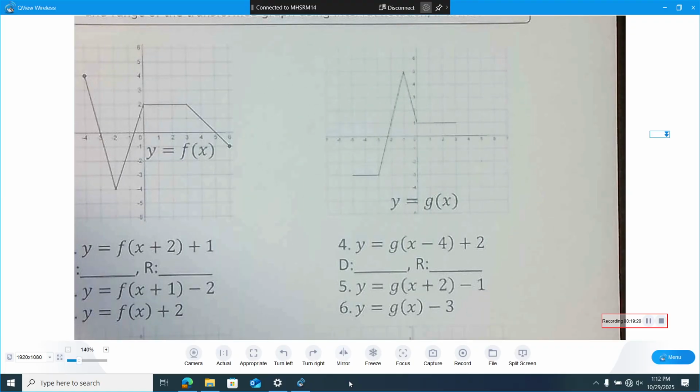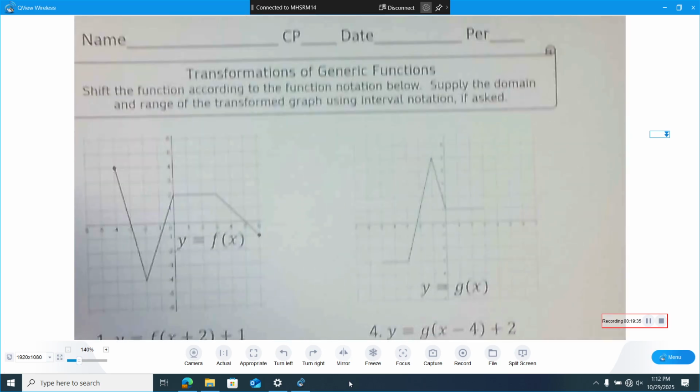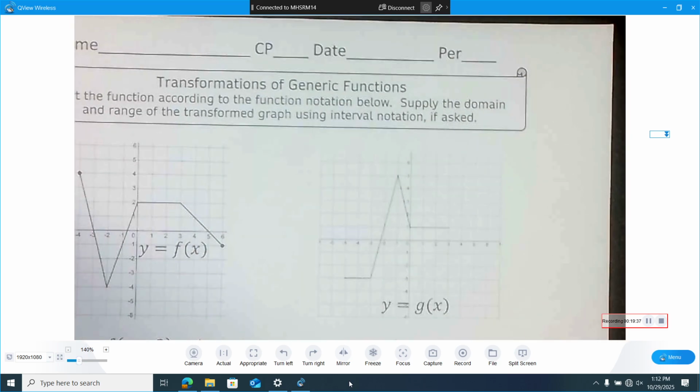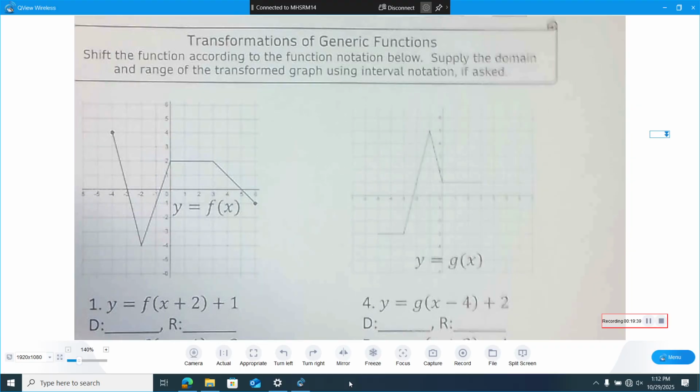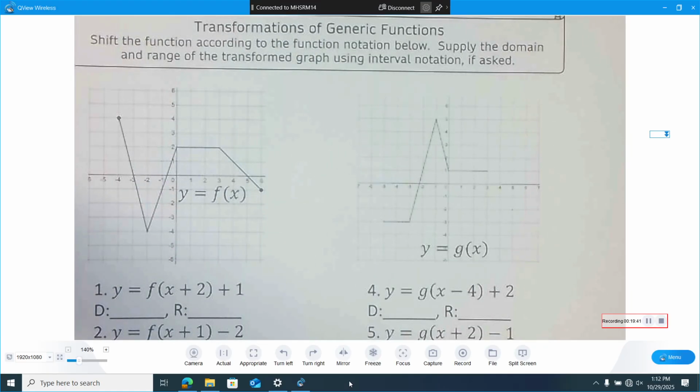Consider this your homework. Go, Sasha. All right, so consider this your homework. Class practice is old. I made this up years ago.